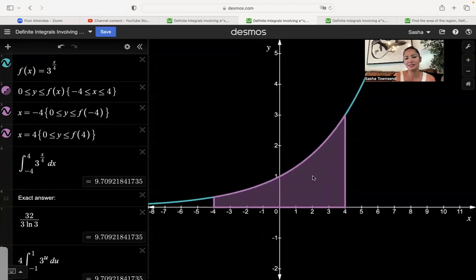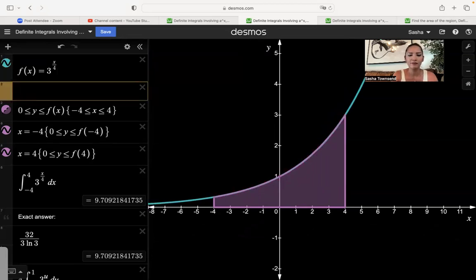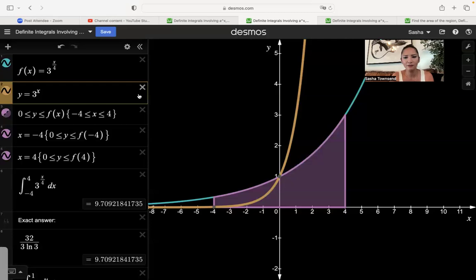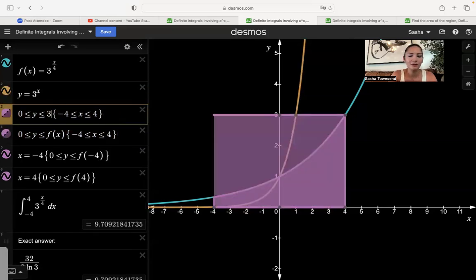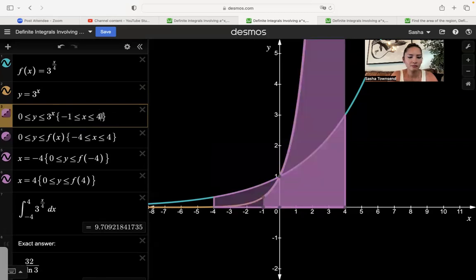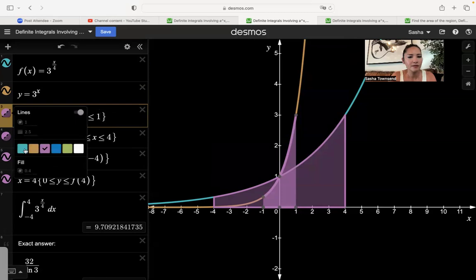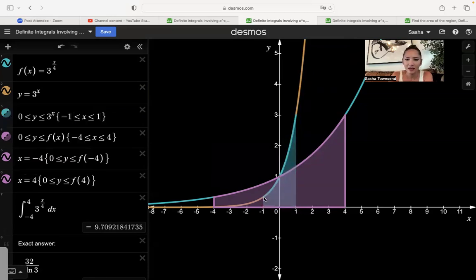We can also see that this is the 3 to the x graph stretched by a factor of 4. If we look at the 3 to the x graph on the interval between -1 and 1, I just want to show you. You can see that the height here at -1 is the same as the height here at -4. And the height at 1 here is the same as the height at 4 there. So we've stretched everything horizontally by a factor of 4. But otherwise, the graphs basically look the same. It's just wider.